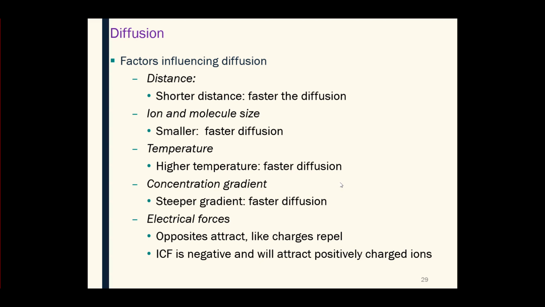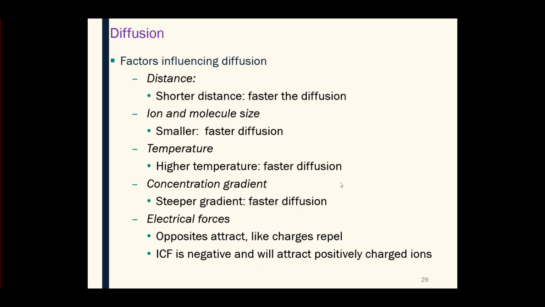Same type of thing. Temperature: higher temperature, faster diffusion, right? So if we heat something up, that's going to cause the molecules to move faster. And if you just think about boiling water or simmering water, as the water gets hotter and hotter, you can see the water moving, right? And when it simmers or when it starts to boil, that's because the heat is causing the molecules to move faster. So as a result, diffusion would be faster.